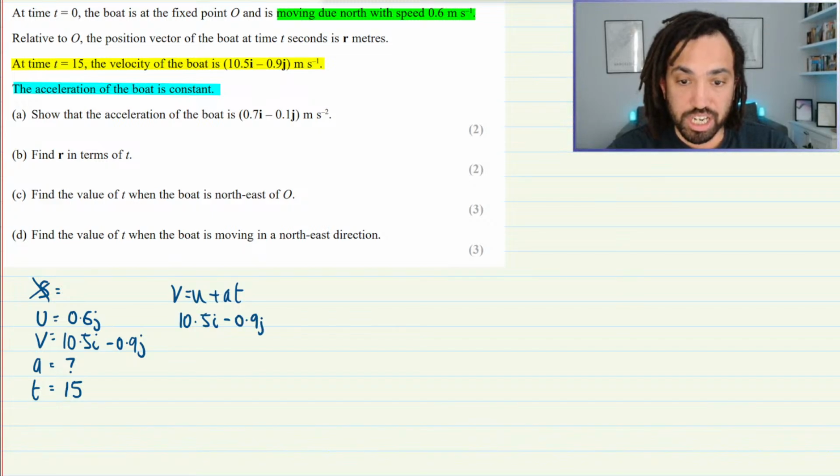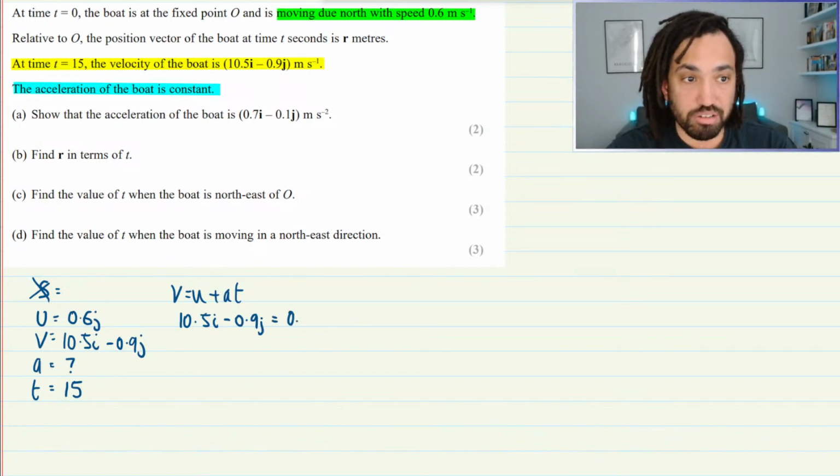Minus 0.9j is equal to U, which is 0.6j.